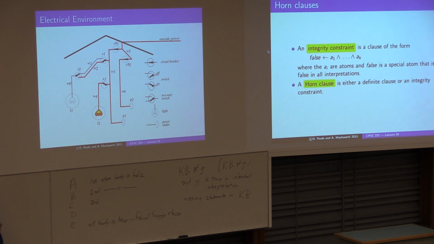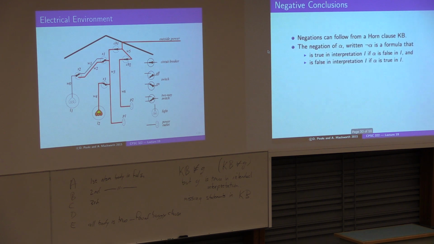So an integrity constraint is just a clause like we saw before, it just has false at the head. The a_i are atoms, and false is an atom that's false in all interpretations. We just have this extra special rule. And then there's something called a Horn clause, which is either a definite clause or an integrity constraint. So all we're doing is adding this one simple extra thing to our language, namely rules with false in the head. Does that make sense?